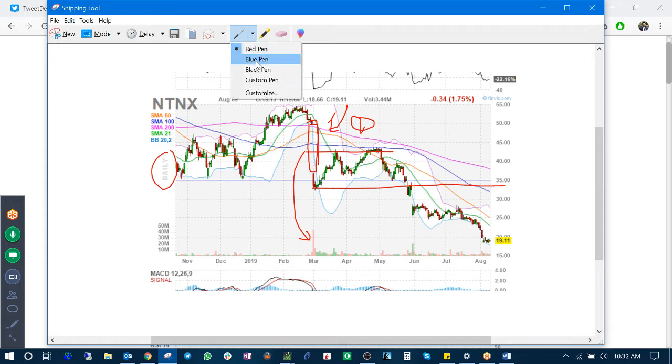If I were to put a measurement on it, it'd be about 50% right here. Oh, I wanted to switch to blue. So this would be 50%, right? It retraced to 50% right there, and it acted as resistance right here. So the key area is to look for the next sell signal. It would be the low of the gap down on high volume right here. So this would be sell signal number 2, right?